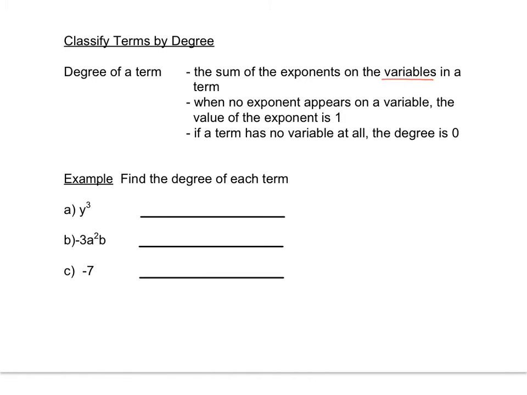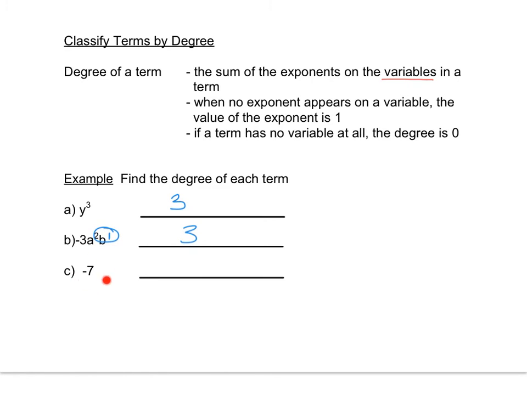So let's find the degree of each term. In A, how many terms do we have? In this situation, we only have one term, and we have a 3 above our variable. So the degree of this term is 3. Okay, let's take a look at the next one. We are looking at only the variables. We've got a squared, but we also have b to the power of 1. Let's add these two together, and their degree is 3.